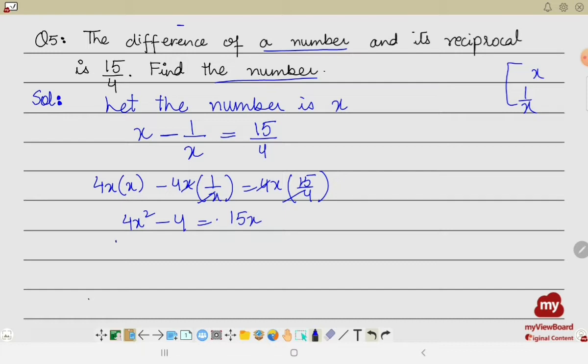We'll take 15x to the other side. It will become minus 15x minus 4 equals 0. So 4 times 4 is 16. So we'll break the middle term as 16x plus x minus 4 equals 0.